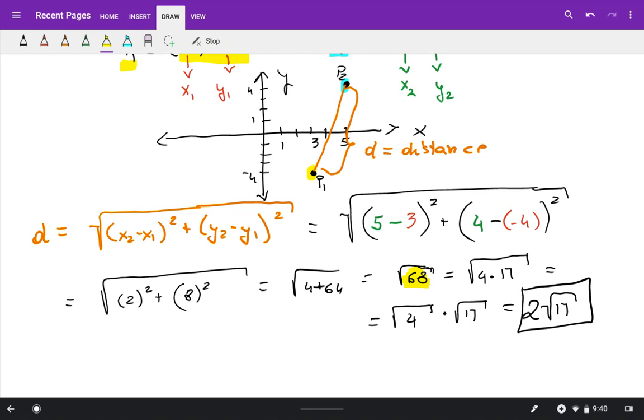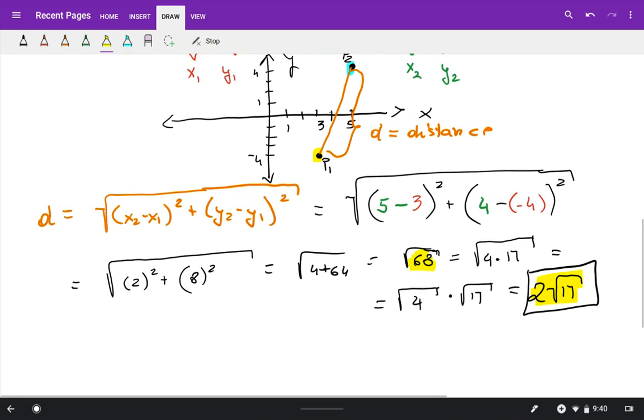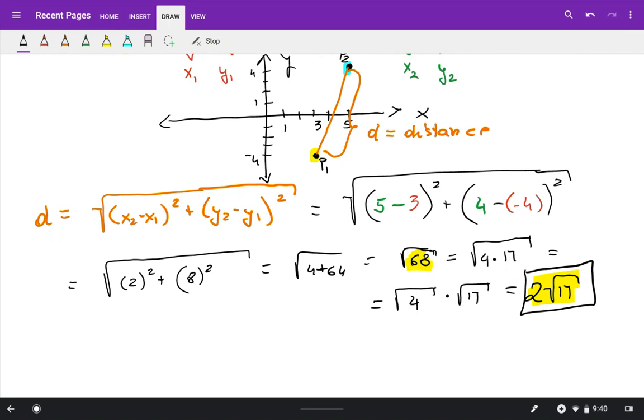So you need to break down 68 so that at least one of the factors of 68 is a perfect square. Okay, so this is the solution. This is the distance. The distance between those 2 points is 2 square roots of 17.